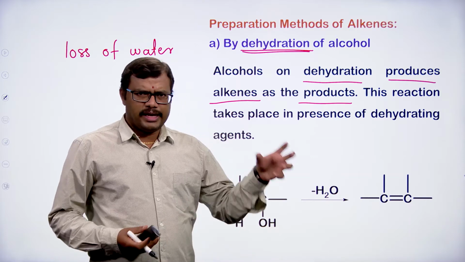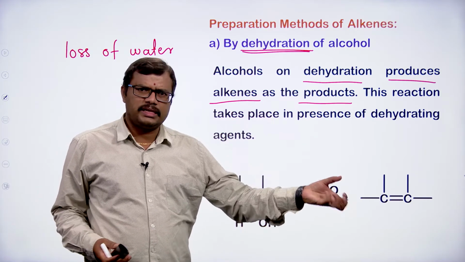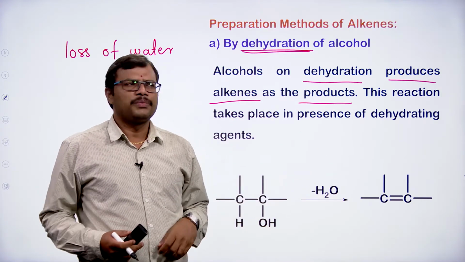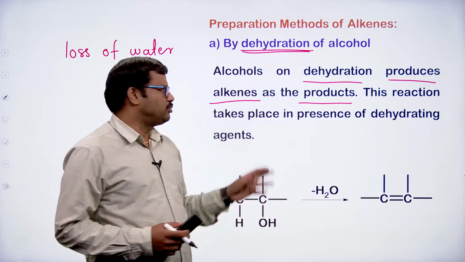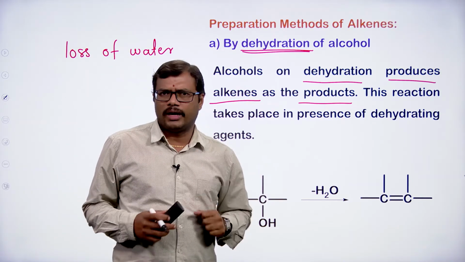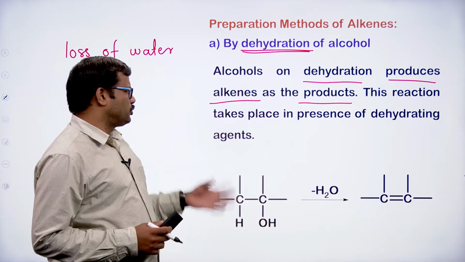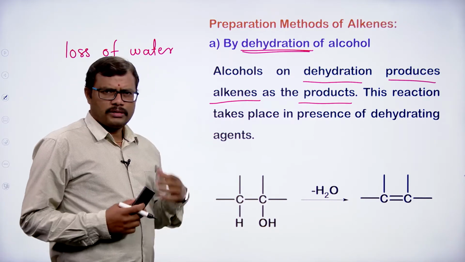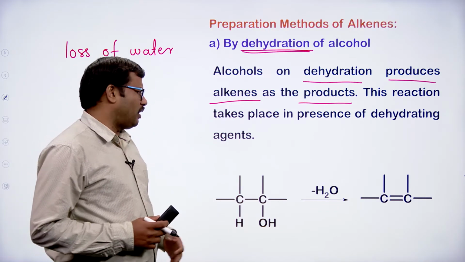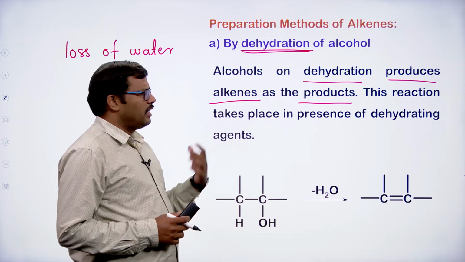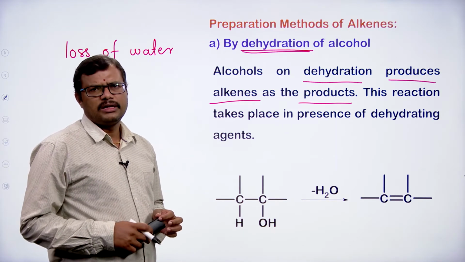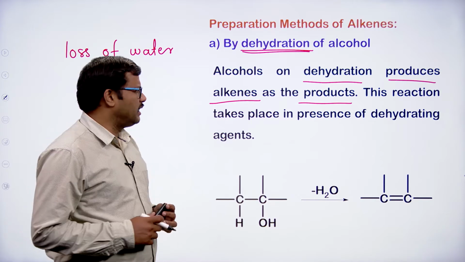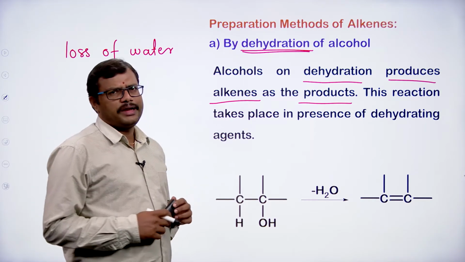There must be an agent present which can easily abstract the water molecule, which can easily remove the water molecule from the substrate, that is, the alcohol. Okay. So we are supposed to use a dehydrating agent. The general dehydrating agent that we come across in the case of the dehydration process is sulfuric acid. Okay, concentrated sulfuric acid at around 170 degrees centigrade we can employ for the dehydration process.